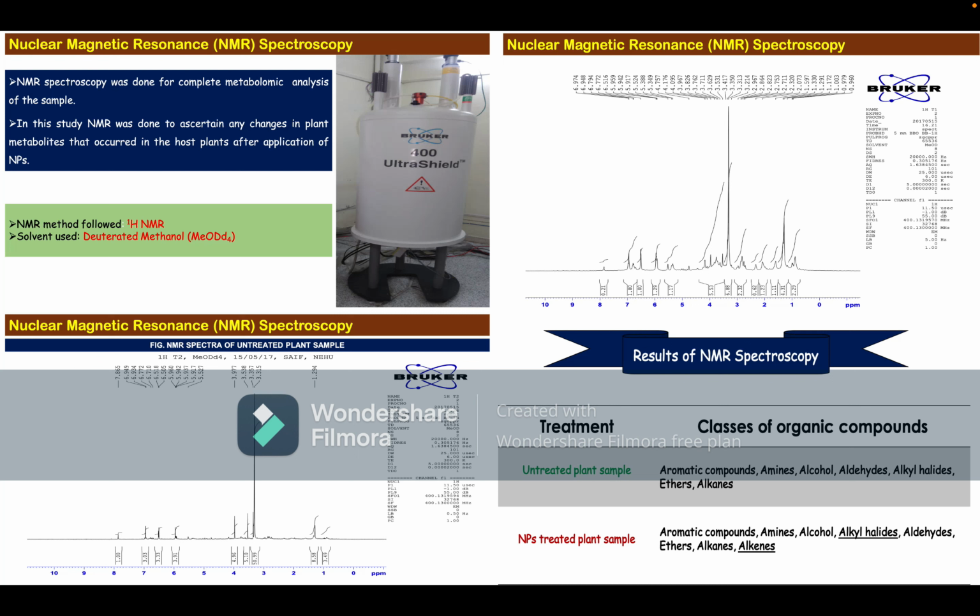In case of tea plant, we have seen alkyl halide as well as alkene, new organic compounds that were formed in the treated plant. And these two compounds are responsible for the antioxidant production in the tea. That is a good information for us.